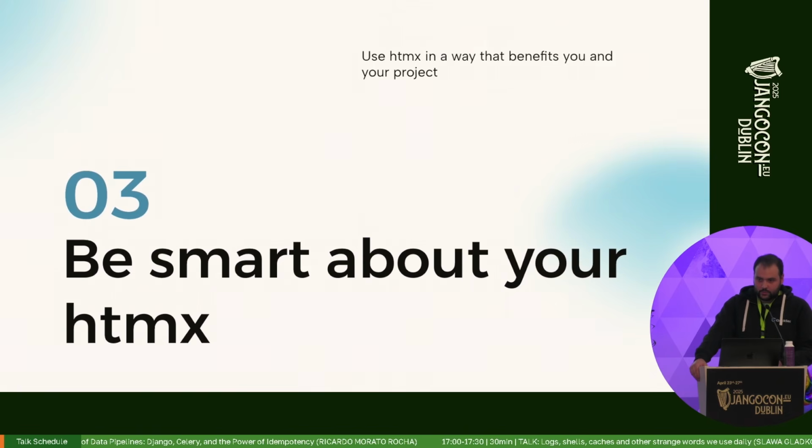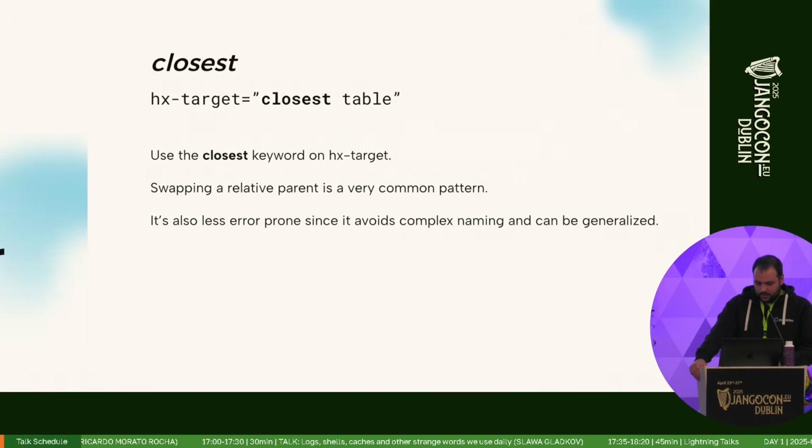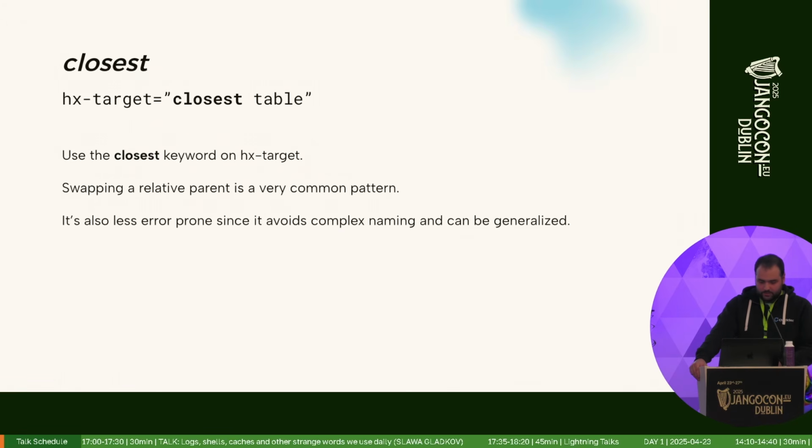So next, we can look at some tips to improve HTMX inside your Django code base. Try to use the closest attribute. The closest attribute swaps the closest parent that you specify. This is useful if you have, for example, a delete button on a table and you want to swap the entire table. It's easier to do closest table and it's cleaner than doing something like a specific ID, because a specific ID can be error-prone. And having a syntax like this is more generalized and less error prone.